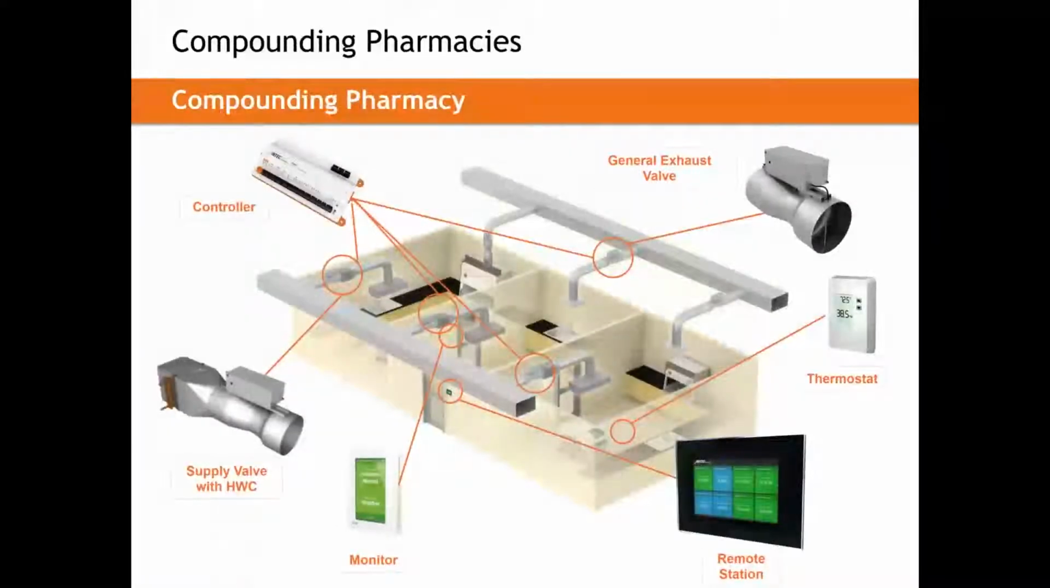So this is what that all ties together to look like. These are the types of pharmacies we're going to design. We'll typically have controls in each space. Supply and general exhaust will be basically constant volume and ideally high accuracy terminals.